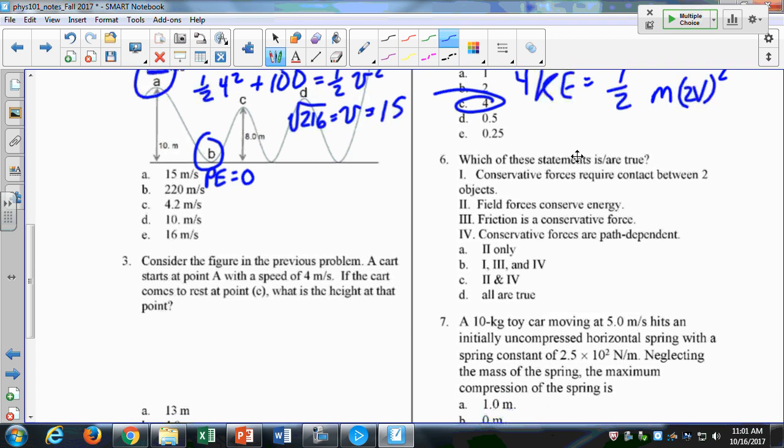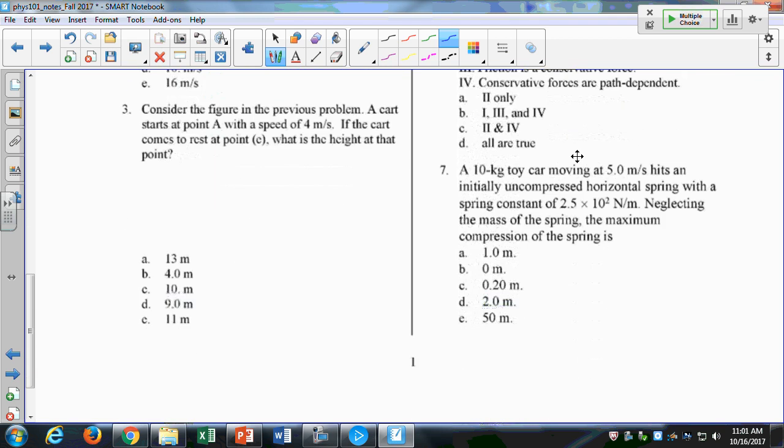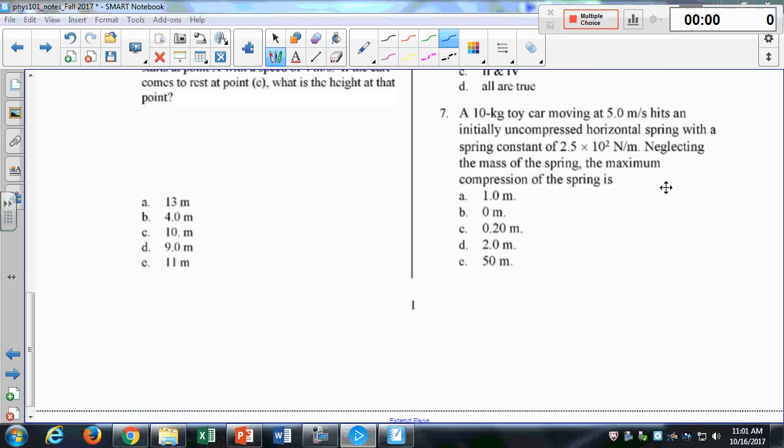Okay. All right, which one did I say again we'd do? 7, right? All right, try number 7. This one's very similar to the roller coaster problem we just did, but you have a spring.